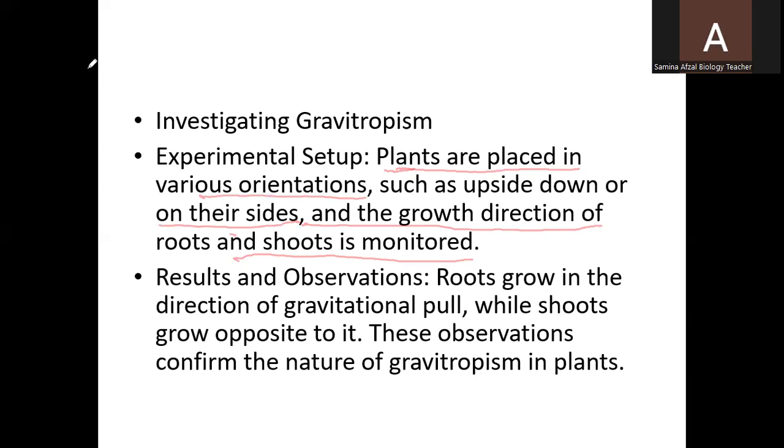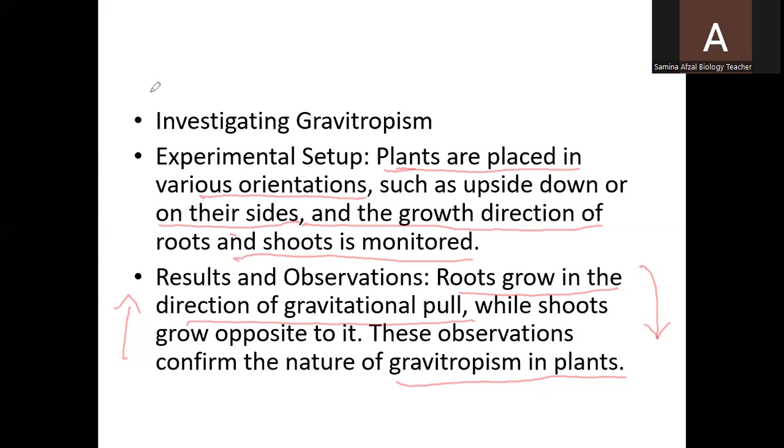Results and observations: roots grow in the direction of gravitational pull, that is in the downward direction, while shoots grow opposite to it, that is in the upward direction. These observations confirm the nature of gravitropism in plants. In the next slide, we will see the diagram in which this investigation has been shown.